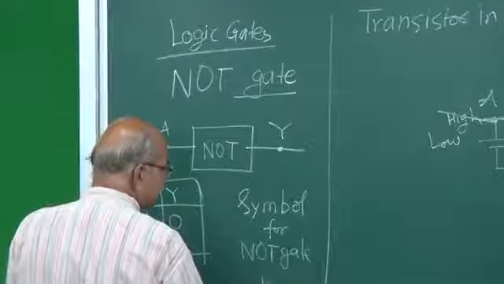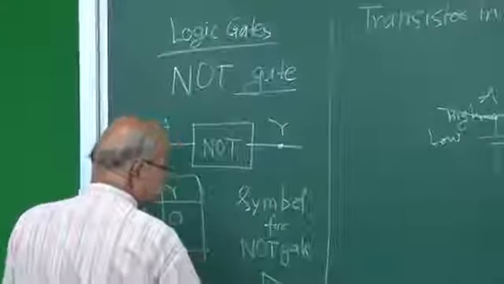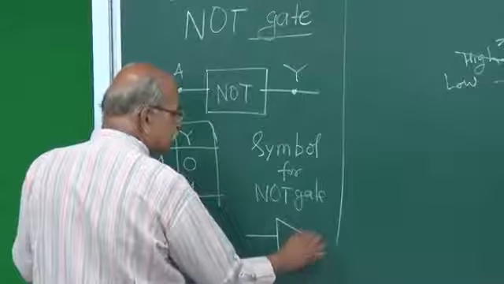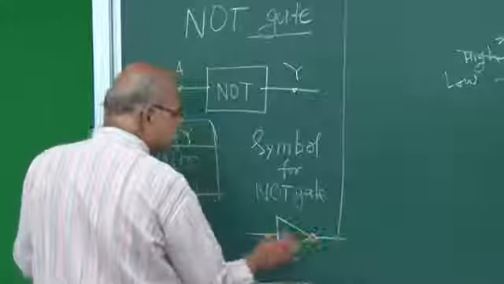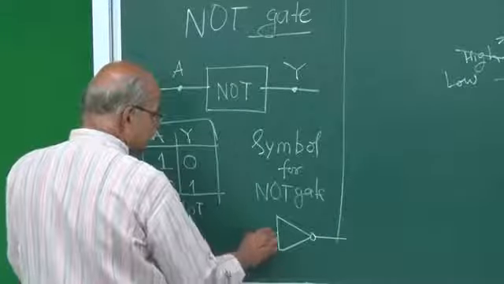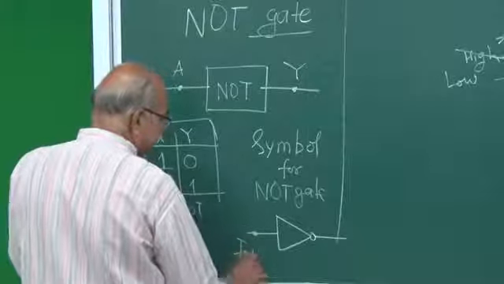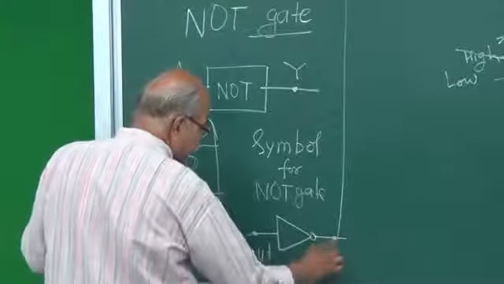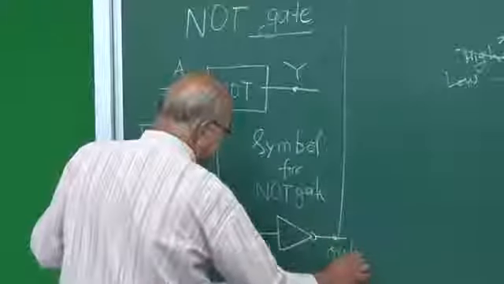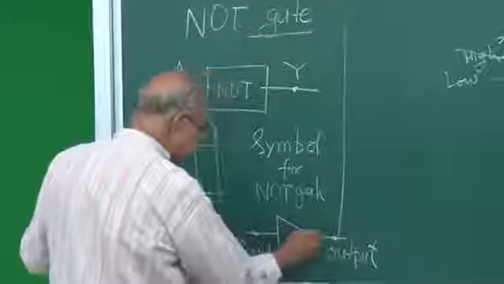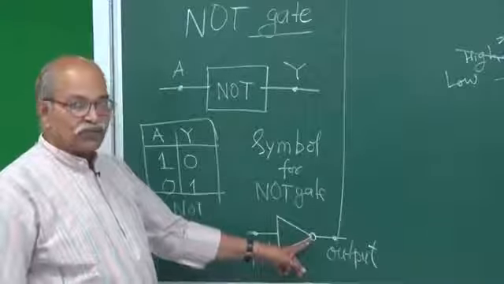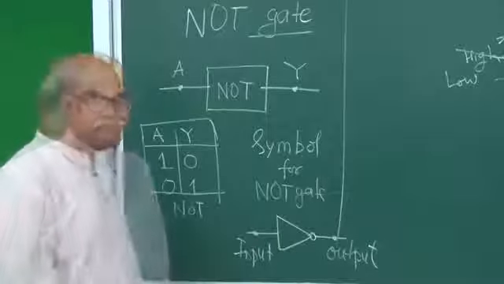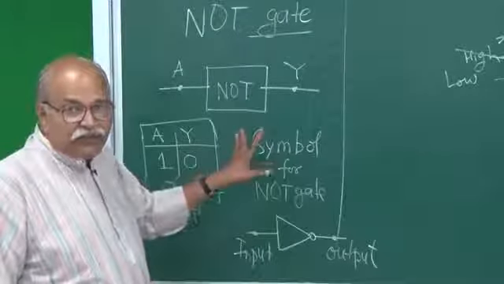That symbol is, you put a triangle and put a line here, put a small circle here, and then a line here. This side is the input side, and this side is the output side. So this circle actually denotes NOT operation. So this is the symbol for NOT gate. This is the simplest one.